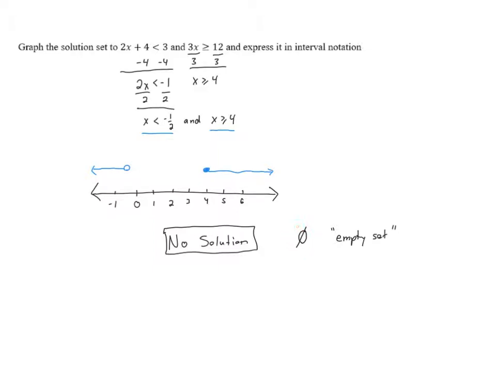It's called empty set, and it's a symbol that we can use when we're solving an inequality, and we find out that there are no solutions in the end. So in this case, there is no graph, there is no interval notation. You can just write no solution, or you can write the empty set symbol. And either of those is a fine final answer.